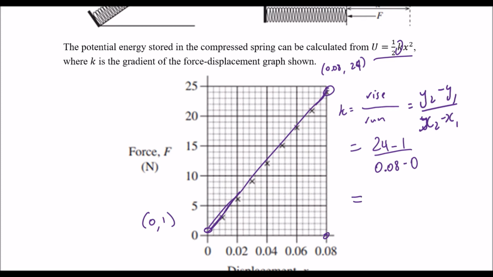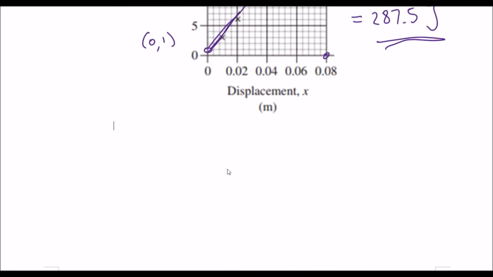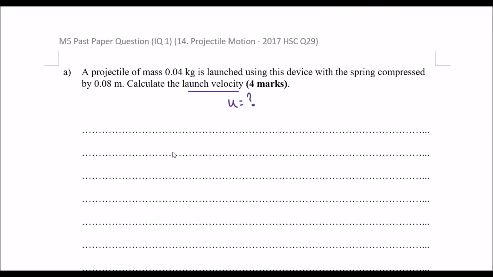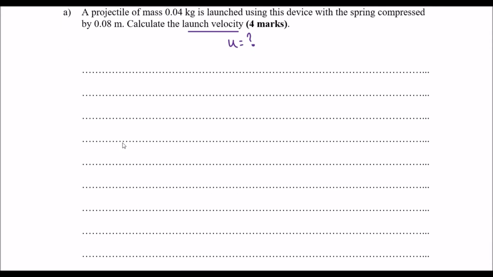So put it into your calculator. So I get a number that is 287.5. Okay, I'm going to just bring myself back down to the working out here. So I know that k is equal to 287.5. You can just make it say working on graph.